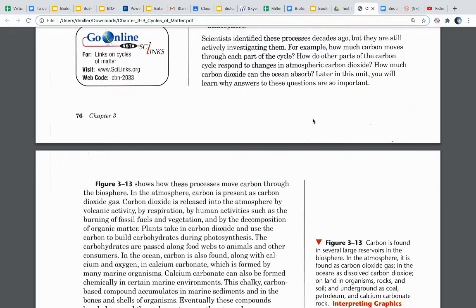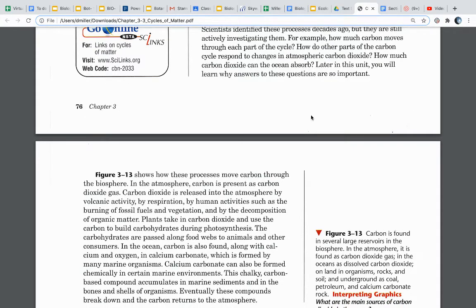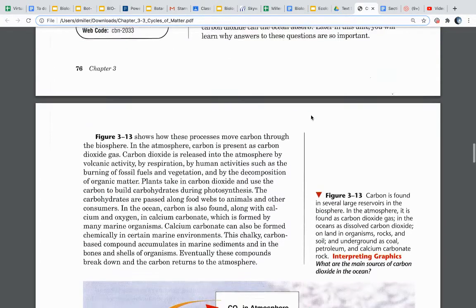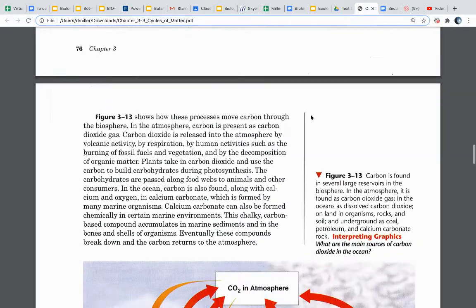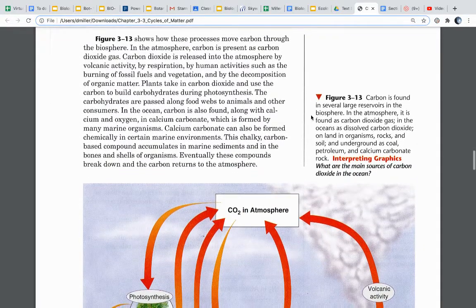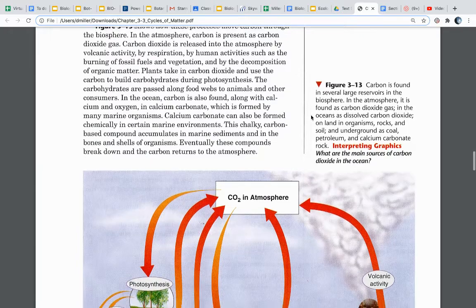For example, how much carbon moves through each part of the cycle? How do other parts of the carbon cycle respond to changes in atmospheric carbon dioxide? How much carbon dioxide can the ocean absorb? Later in this unit, you will learn why answers to these questions are so important. Figure 3.13 shows how these processes move carbon through the atmosphere.